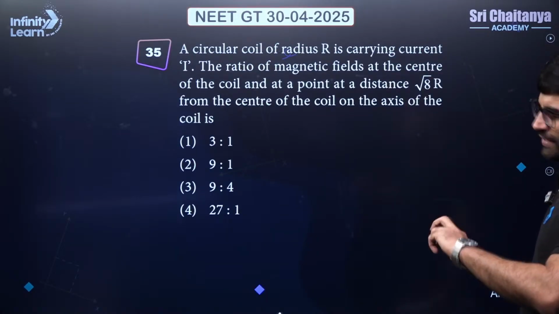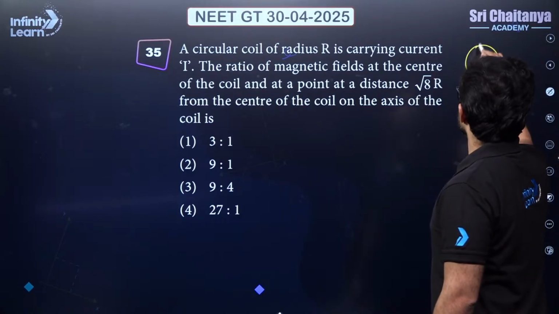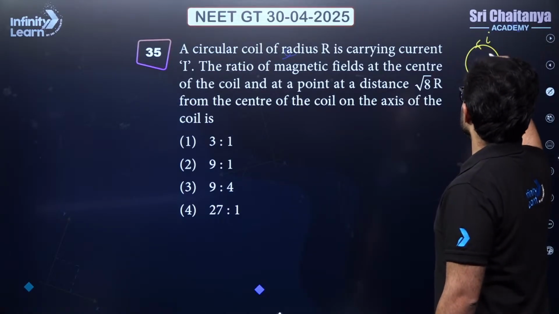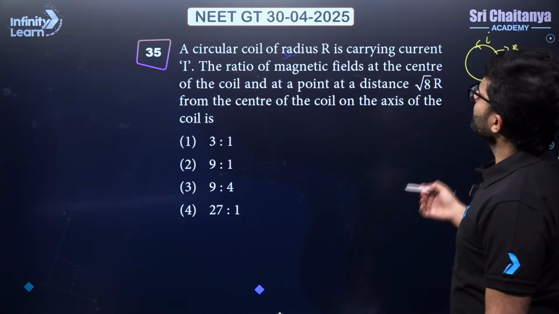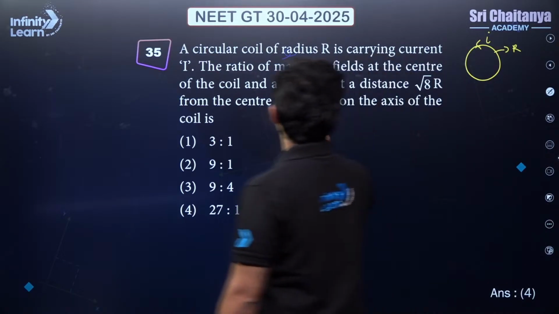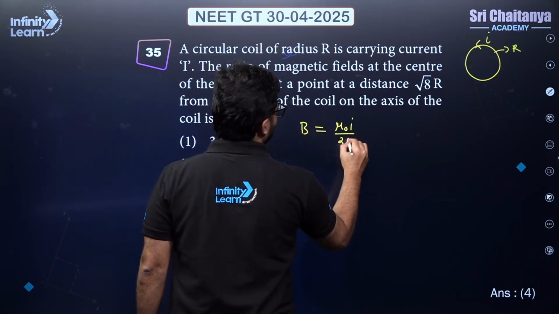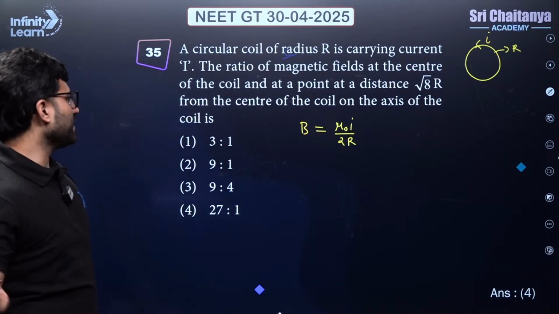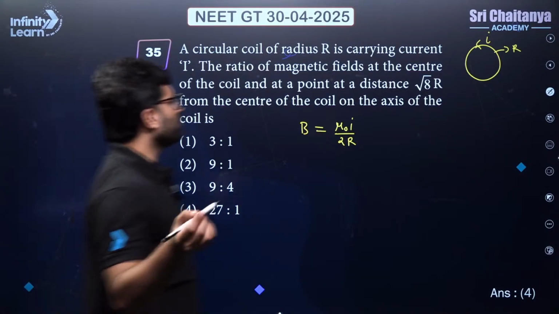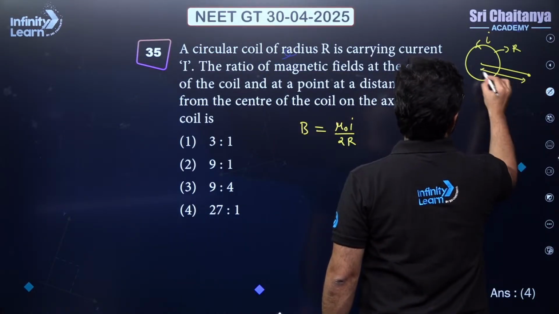Again, let us move ahead. A circular coil of radius r is carrying current I. So we have a circular coil of radius r, which is carrying current I. The ratio of the magnetic field at the center of the coil. What is the magnetic field at the center of the coil? That is mu naught I by 2 r, right? And at a point at a distance root 8 r from the center of the coil on the axis. So this is the axis. So let's say this is a point and this distance is root 8 r.